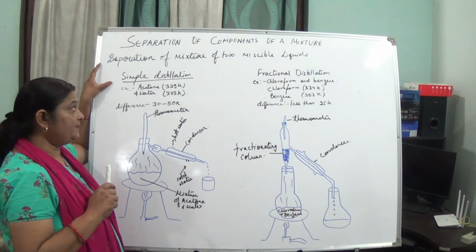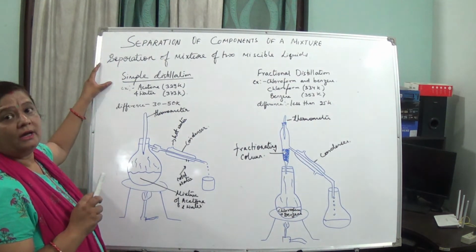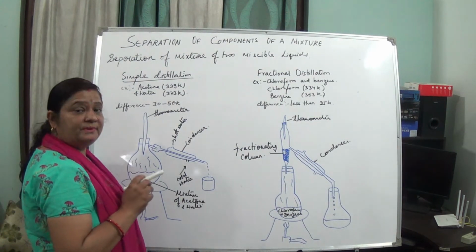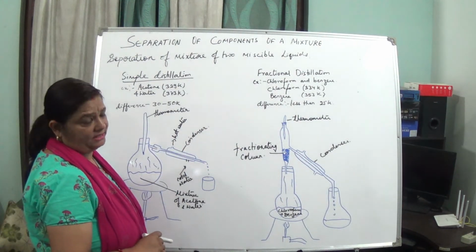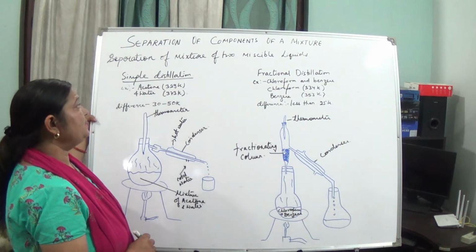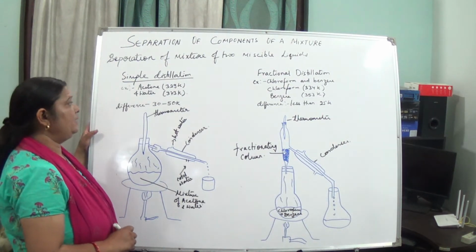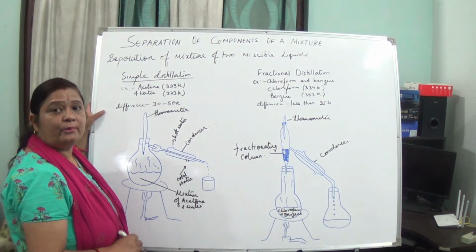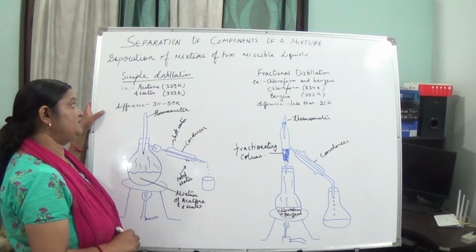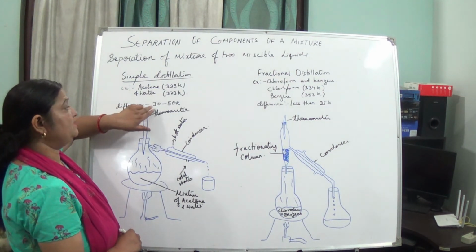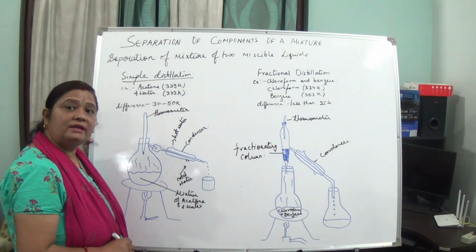We can separate it with the help of what? Two methods are there: simple distillation and fractional distillation. Okay, simple distillation: here the difference in the boiling points of these two miscible liquids should be how much? 30 to 50 Kelvin.